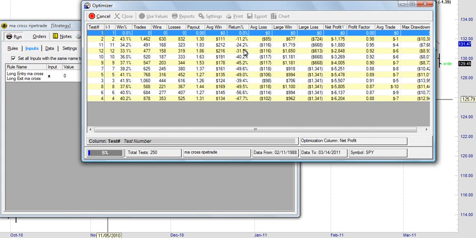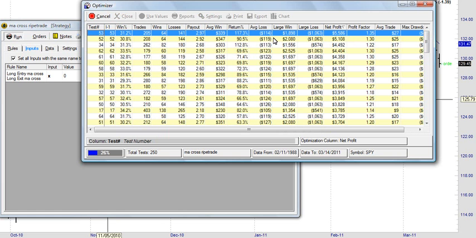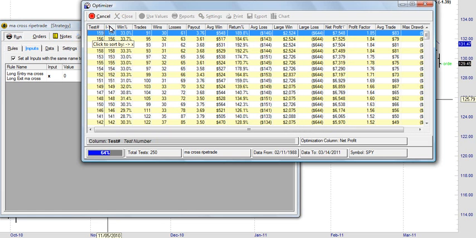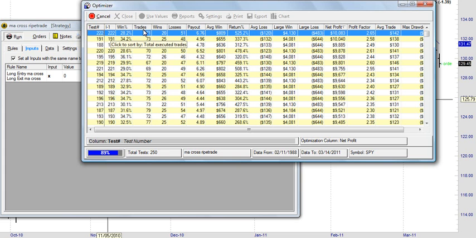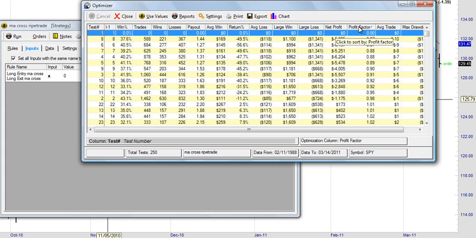And this is what you call an optimization report. Right now, these are all the strategies sorted by total net profit. See, this L1 column is the moving average period that's being tested. Win percentage, number of trades. These are all your performance metrics. So for the best moving average crossover system based on total net profit, 234 days is the best strategy to follow.